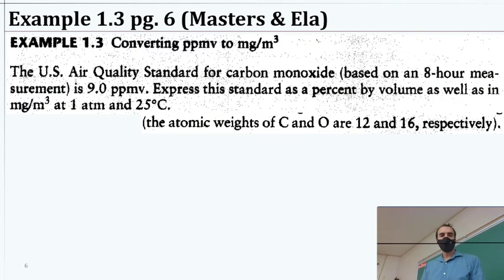All right. So another example. Here we have kind of flipping between textbooks, getting reasonable examples for you. The US air quality standard for carbon monoxide, based on an 8-hour measurement, is 9 parts per million by volume, ppmv. Express this standard as a percent by volume, as well as in milligrams per cubic meter at 1 atm and 25 degrees Celsius.